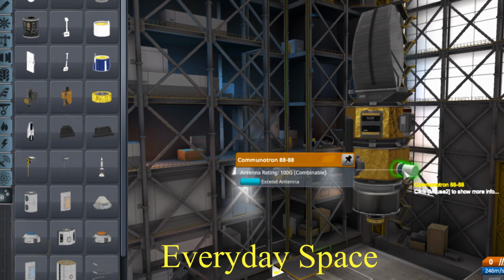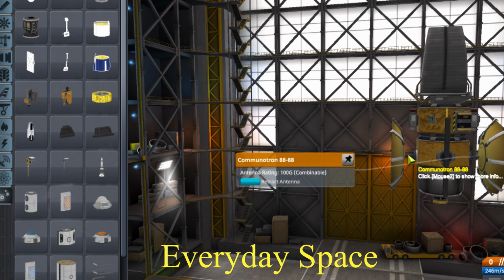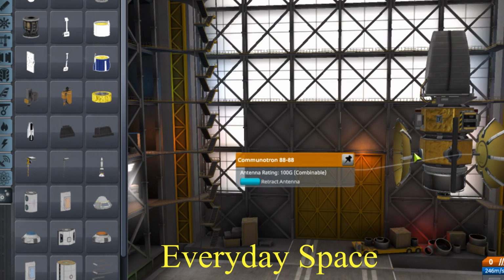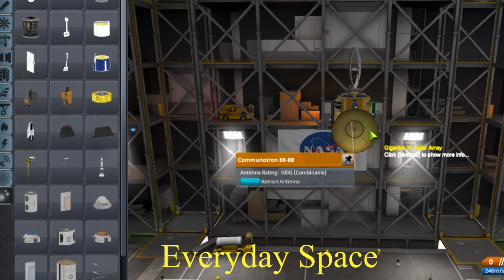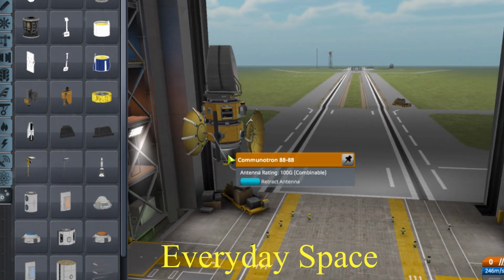So let's take a look at how they'll actually communicate down to Earth. We have two 100G antennas here for whichever side the Earth is facing. These can transmit any data from this satellite. These are also powered by the two rechargeable batteries and the solar panels.